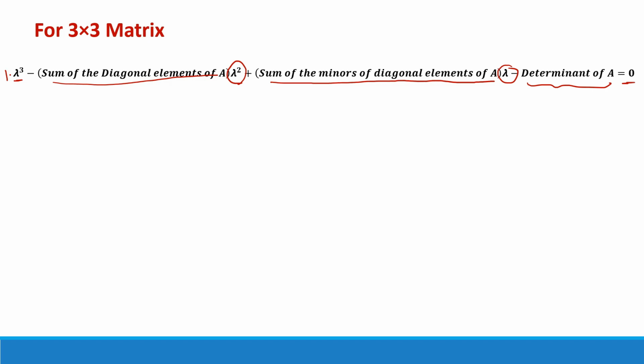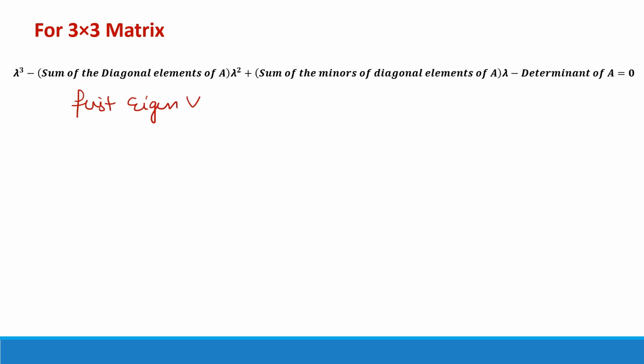So here, after calculating the characteristic equation by using this formula, we'll calculate the first eigenvalue by using the hit and trial method. By using the hit and trial method, we'll get the first eigenvalue, okay?